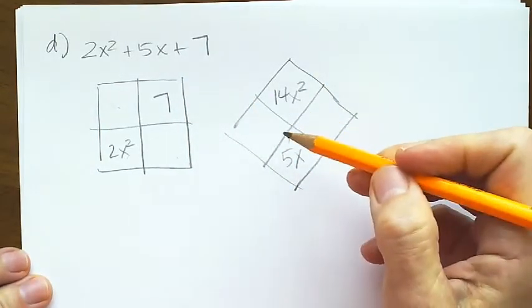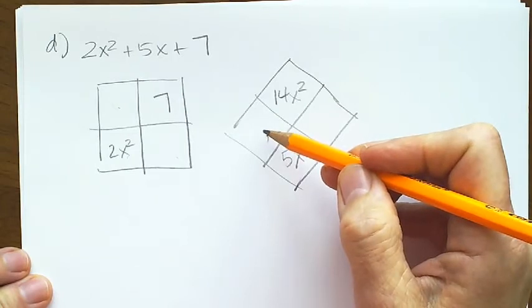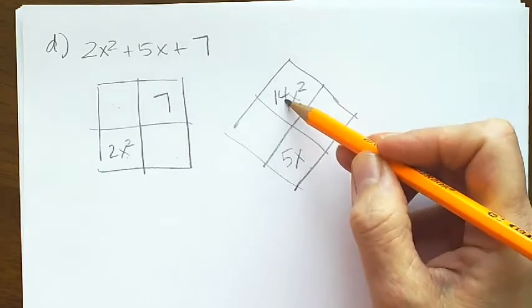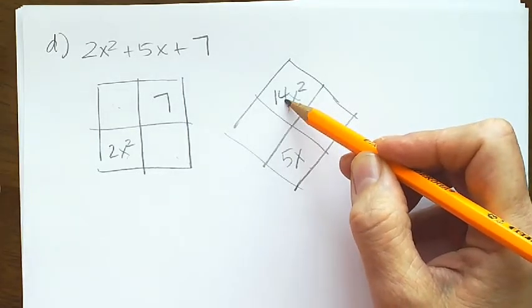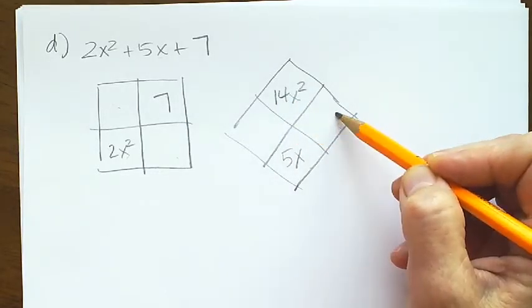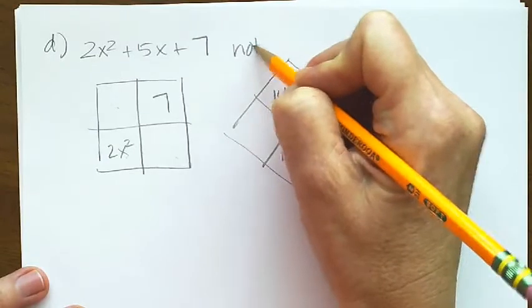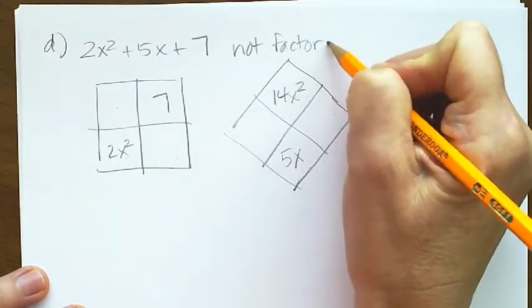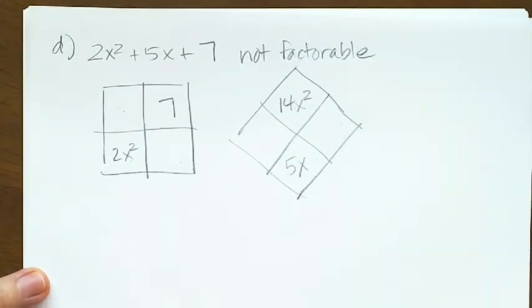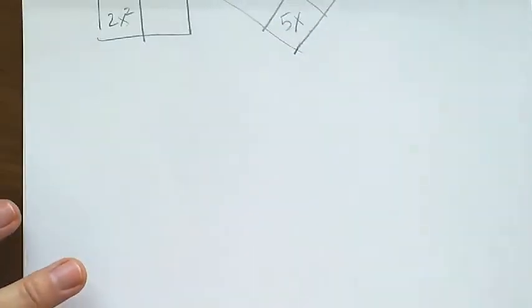Well, the only factors of 14 that would add up to 5 would be 7 and 2, but this is a positive 14. So we're not going to have 1 negative, 1 positive. And 14 and 1, that's not going to work. So actually, D is not factorable. And that's why we have other methods, which we will learn moving forward.